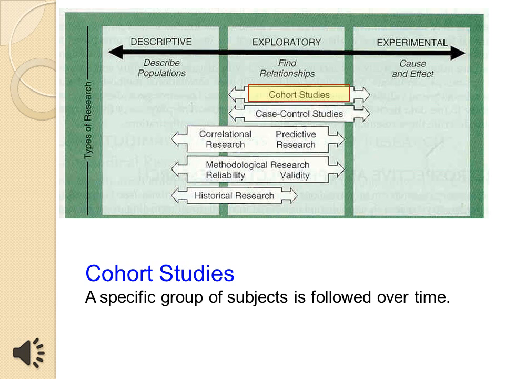A cohort study is an observational design in which a specific group is followed over time. The subjects, for example, are classified according to whether they do or do not have a particular risk factor or exposure, and followed to determine disease outcomes.